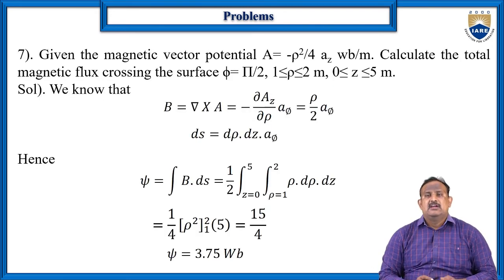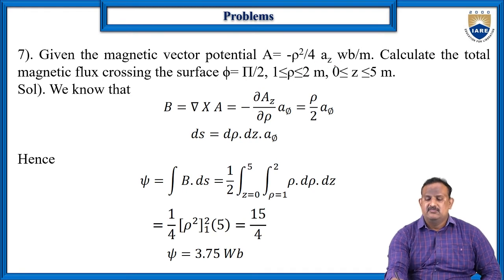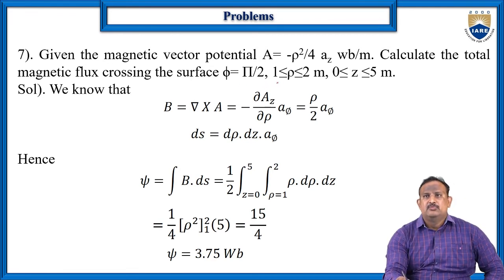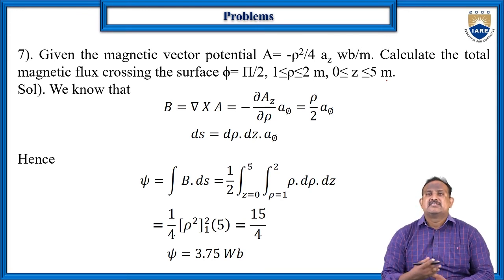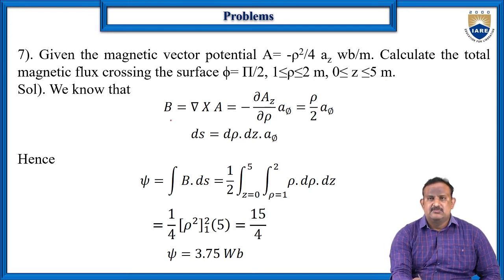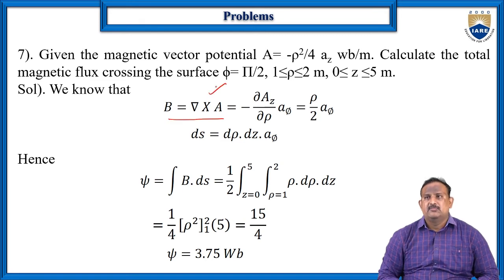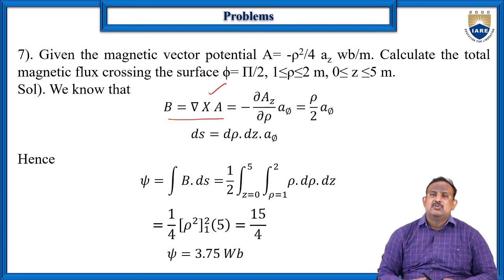Next problem. Given the magnetic vector potential A equal to minus rho square by 4 a_z Weber per meter, calculate the total magnetic flux crossing the surface phi equal to pi by 2, with rho ranging from 1 to 2 and z ranging from 0 to 5. Here we need to find the magnetic flux density. We know the magnetic flux density vector B is defined as B equal to del cross A.